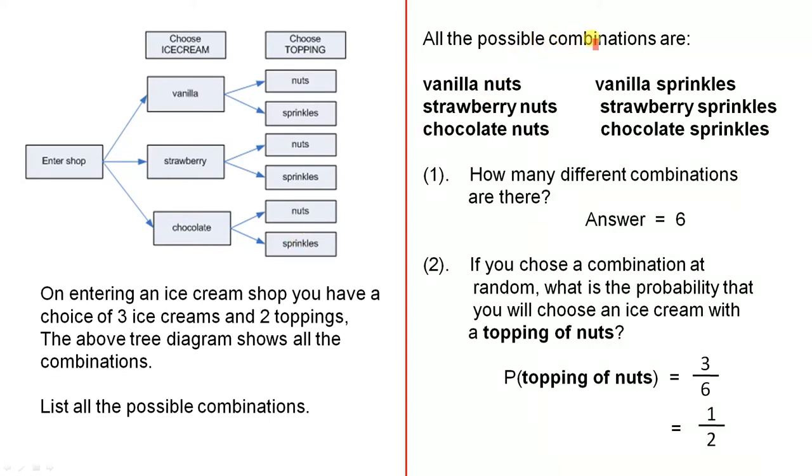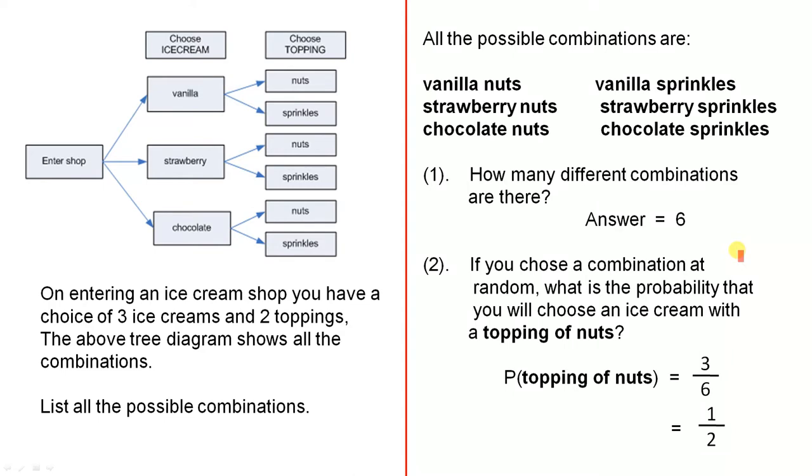All the possible outcomes or combinations are, now this is a tree diagram, remember, so we start here and we go to the top. Vanilla nuts. Vanilla sprinkles. Strawberry nuts. Strawberry sprinkles. Chocolate nuts. And chocolate sprinkles. How many different combinations are there? There are 6. 1, 2, 3, 4, 5, 6. They're the only combinations. There are 6 of them.